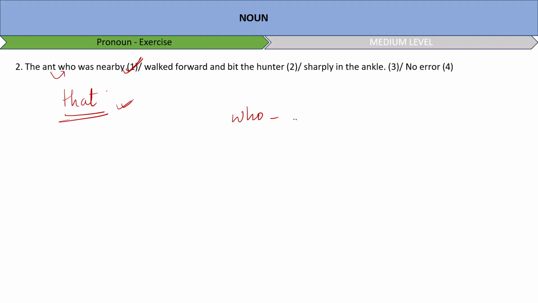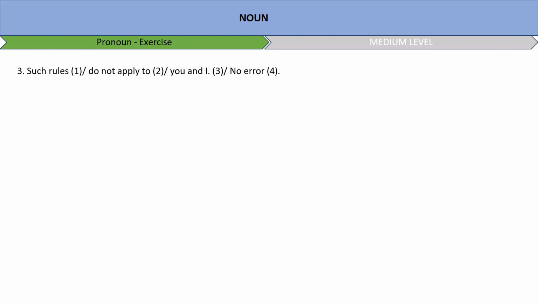Okay. Next, such rules do not apply to you and I. Again, such rules do not apply to you and I. So we should replace I with me, because a preposition is always followed by an objective case pronoun. So you see, when we use to, you is appropriately used here as an objective case pronoun, but I is subjective case, right? So in place of I, we'll use me. Such rules do not apply to you and me.